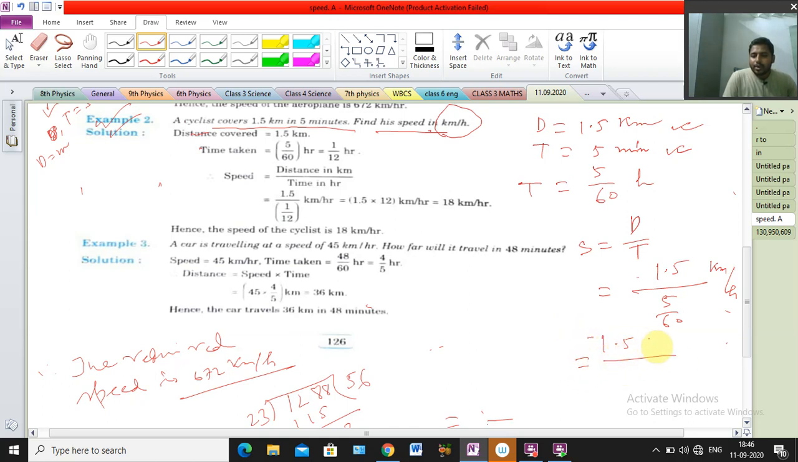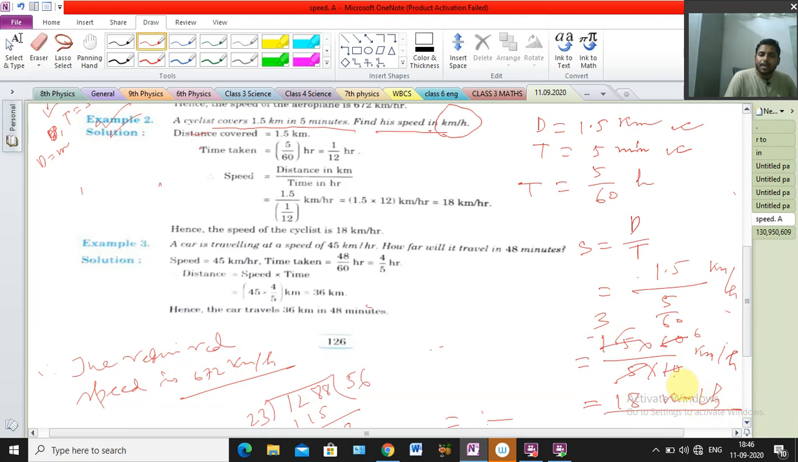1.5, that's 60, no? 5 by 60 was there, so that's why 60 will come in the numerator and 5 will be in the denominator, and the unit will be kilometer per hour. Okay? Clear? Just remove the point. If we remove the point, then 10 will come in the denominator. So now cancel it. 10 6s are 60, 10 6s are 60, and 5 3s are 15. That means 3 into 6, that means we are getting 18 kilometer per hour.